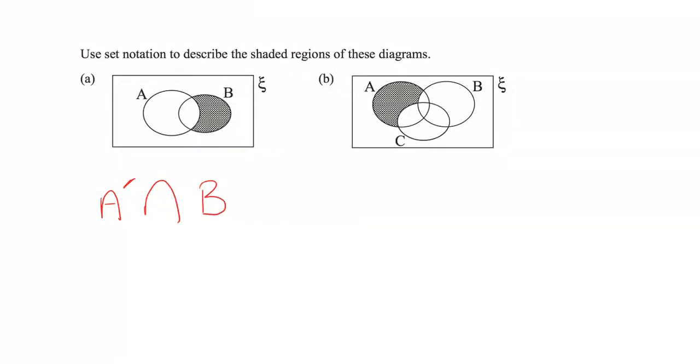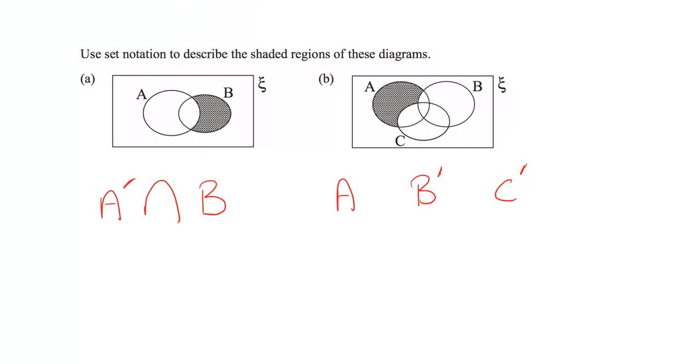Now, let's again look at part B. Well, clearly we can see here that it is going to include things that are in A, absolutely, but also things that are not in B and not in C. So it's going to be related to A, B dash, and C dash. So how is that going to work out?